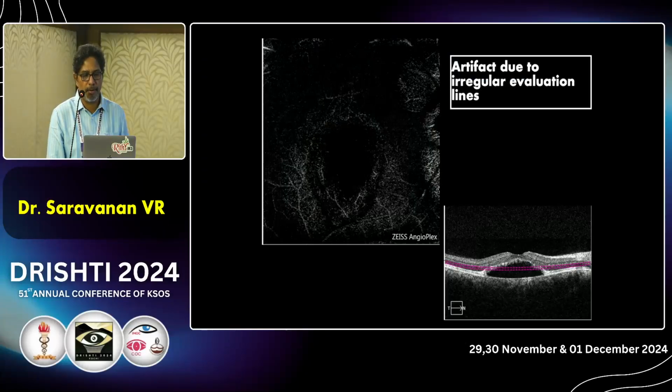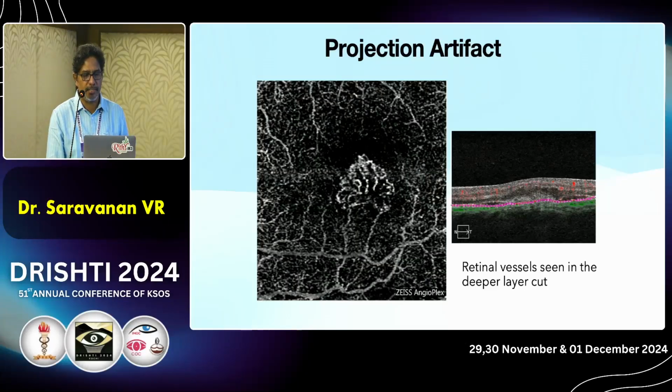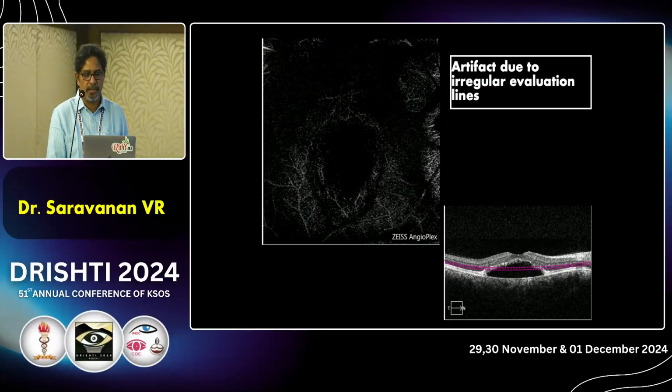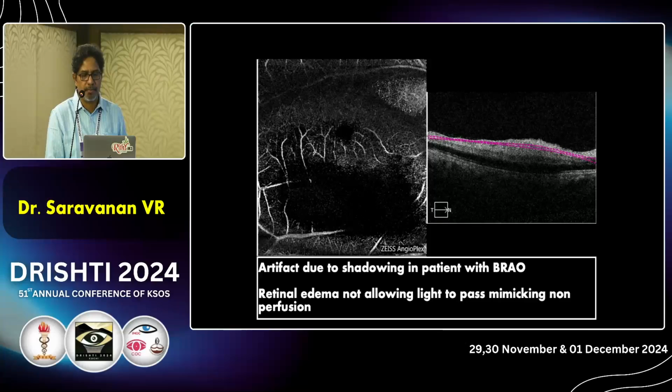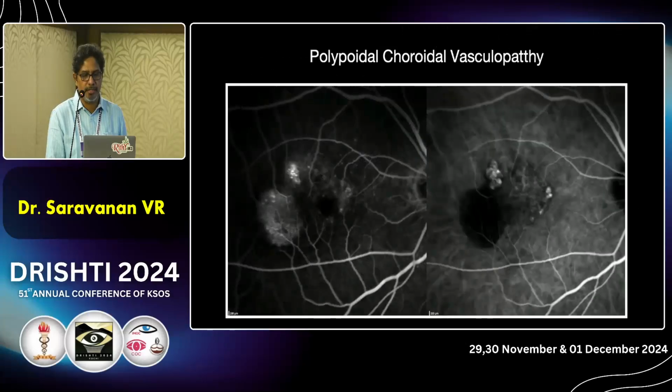Here is an example of the projection artifact. You can see that on the choroidal cut, you can still see the retinal network, so it becomes confusing whether it's a CNVM or a normal retinal blood vessel. So all these projection artifacts can create a lot of confusion for a beginner. And when there is significant retinal edema, like a branch retinal artery occlusion here, again nothing is seen. It's totally obscuring the view.